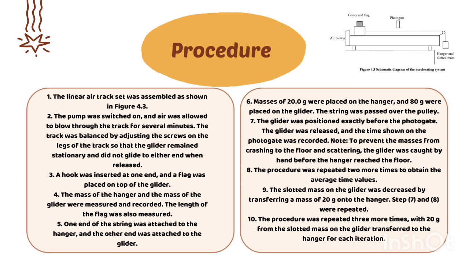Number 9. The slotted mass on the glider was decreased by transferring a mass of 20 gram onto the hanger. Step 7 and Step 8 were repeated. And lastly, number 10. The procedure was repeated 3 more times with 20 gram from the slotted mass on the glider transferred to the hanger for each iteration.